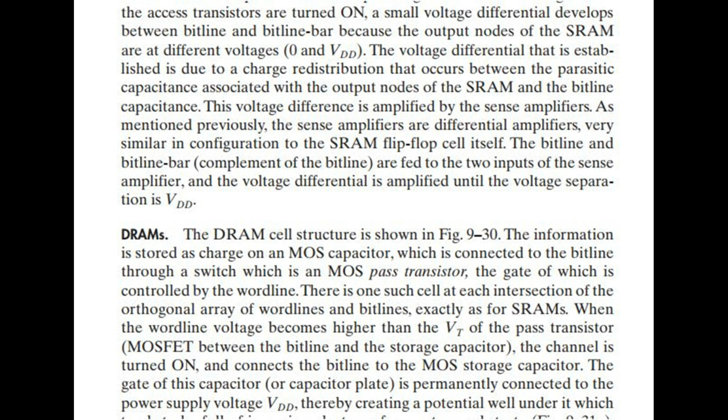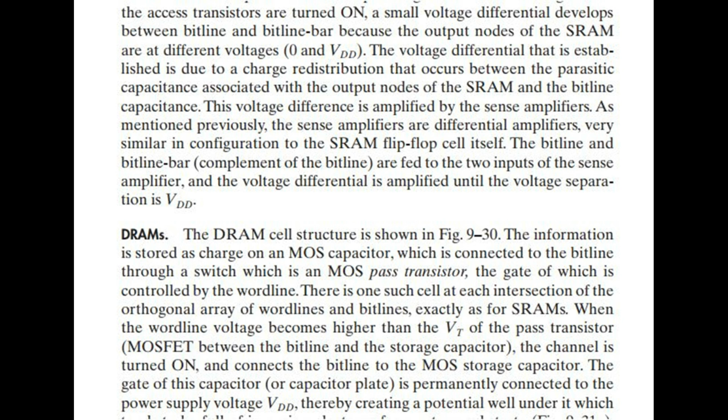Dynamic random access memories. The dynamic random access memory cell structure is shown in Fig 9.30. The information is stored as charge on a metal oxide semiconductor capacitor, which is connected to the bitline through a switch, which is an MOS pass transistor, the gate of which is controlled by the word line. There is one such cell at each intersection of the orthogonal array of word lines and bit lines, exactly as for static random access memories.